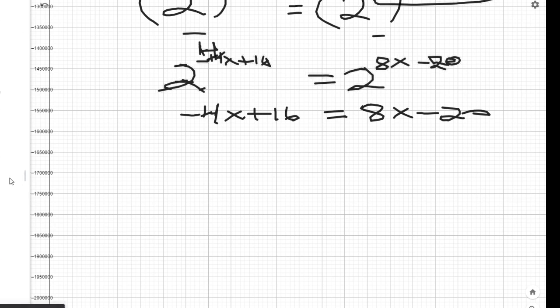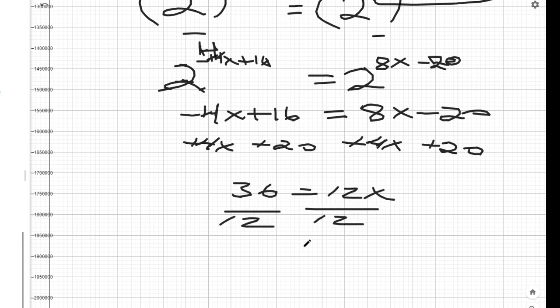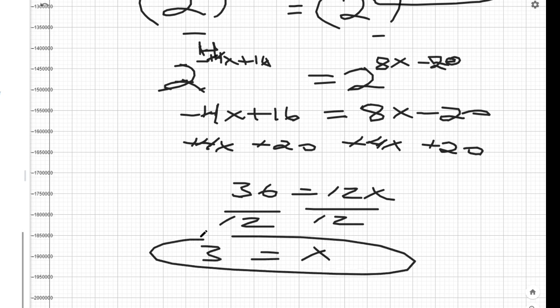All right, so let's solve this. So we're going to combine like terms. Let's move the 4x to the right side. And let's move this negative 20 to the left side. So that's going to give me 16 is equal to 12x, divided by 12, divided by 12. x is equal to 3. So the answer here is x is equal to 3. Okay, I hope that makes sense.